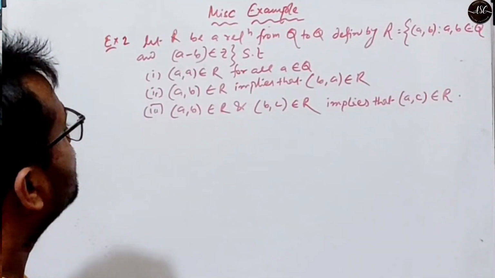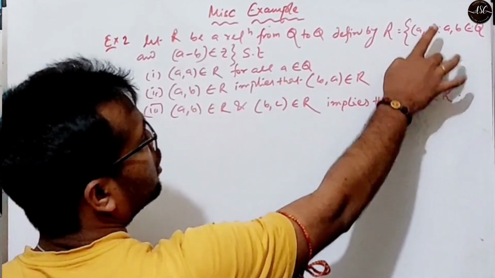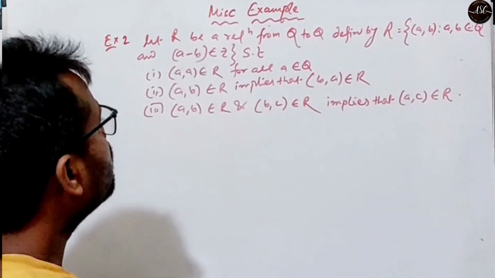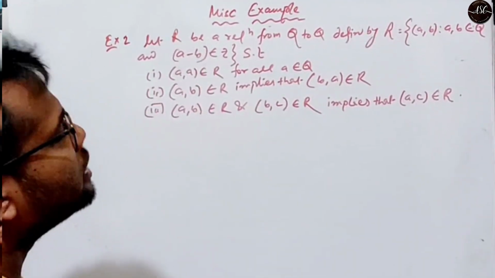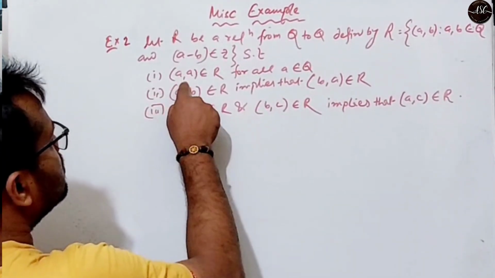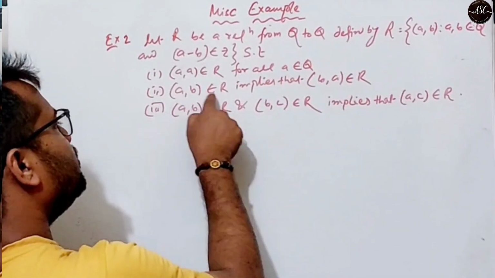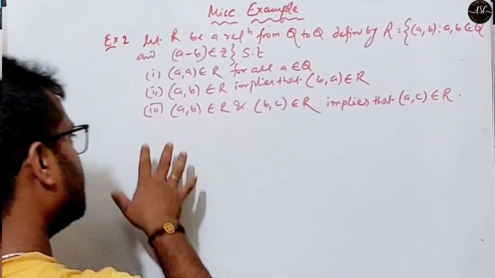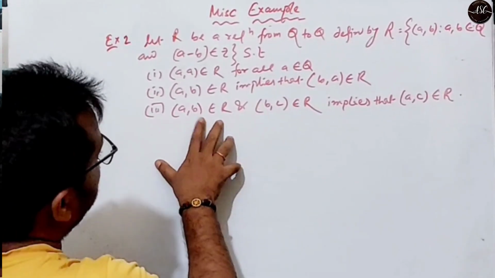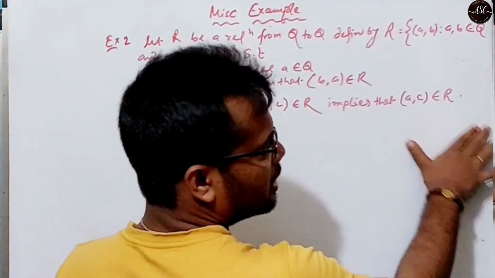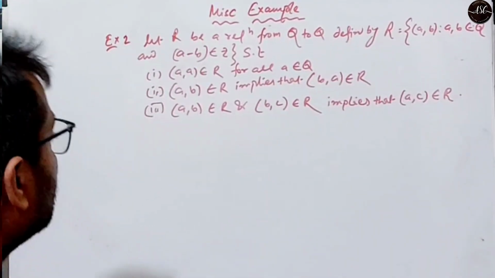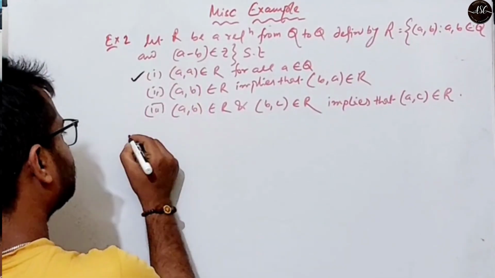Let R be the relation from Q to Q defined by R equal to (a, b) such that a, b belong to Q and a minus b belongs to Z. First, (a, a) belongs to R for all a belonging to Q. Second, (a, b) belongs to R implies (b, a) belongs to R. Third, (a, b) belongs to R and (b, c) belongs to R implies (a, c) belongs to R. So we first do question number 1.